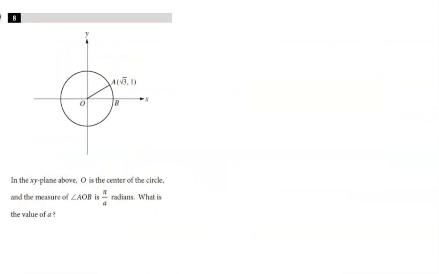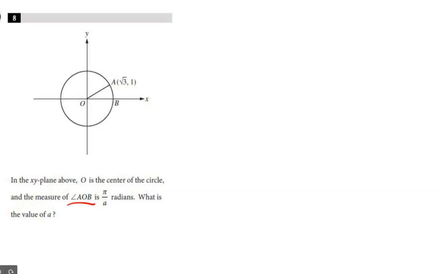Number 8, looks like we have a circle on the coordinate grid. Involves some radians. So at first look, it looks a little bit scary. Let's see what's going on. O is the center of the circle. The measure of AOB is pi over A. All right, so this AOB is right here. All right, it's that circle. So what is the value of A? So we're trying to figure out what's that bottom number there.